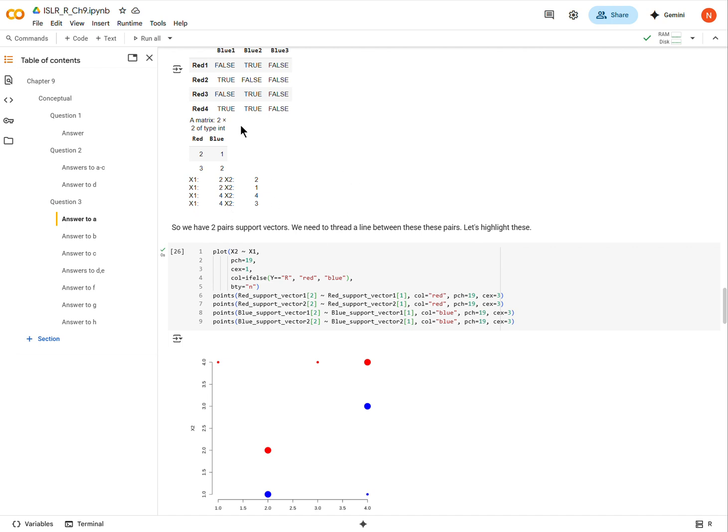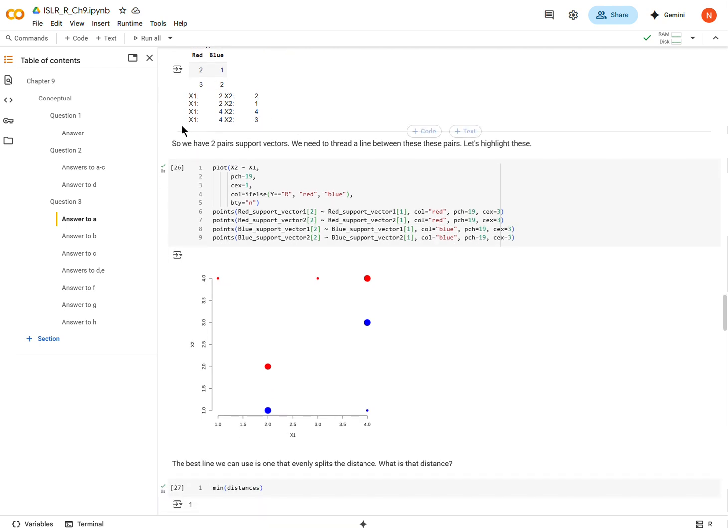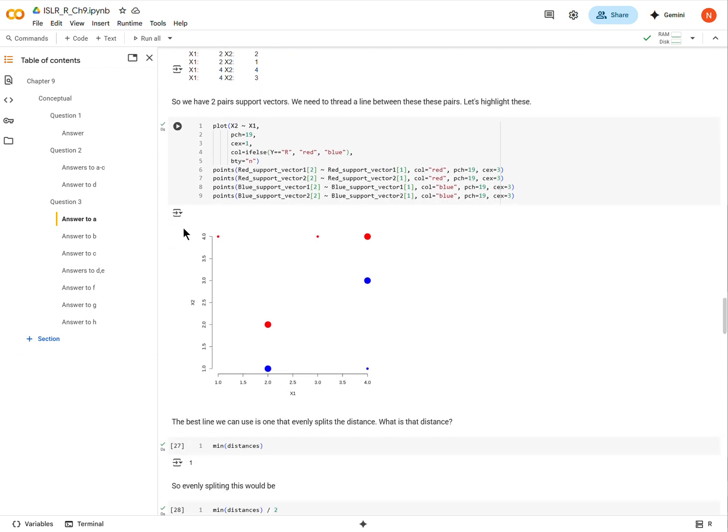Okay, so that code is a little bit confusing, but the payoff, once you walk through all of it, is we can now run that code and get this pretty picture, which is exactly the same, but now the support vectors are highlighted by being enlarged. Okay. All right.